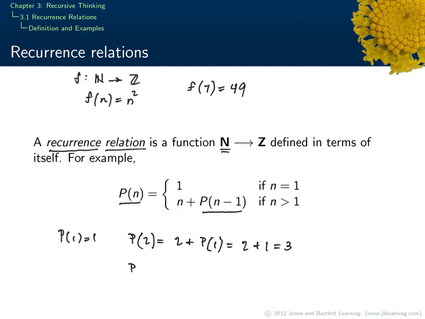And then we could do p of 3, which would be 3 plus p of 3 minus 1. So 3 minus 1 is 2, so we are taking 3 plus p of 2. But we already know what p of 2 is, right? P of 2 is equal to 3, so this is 3 plus 3, which is equal to 6.